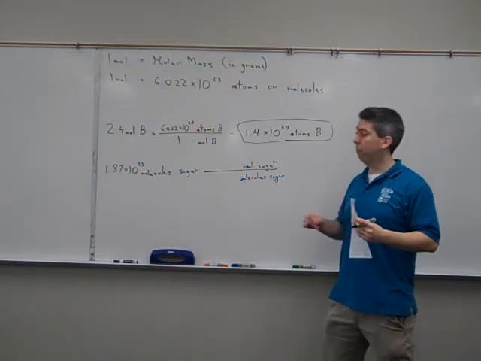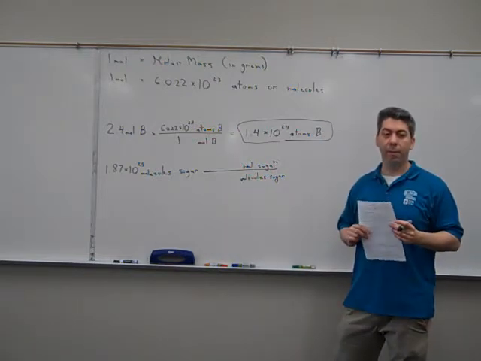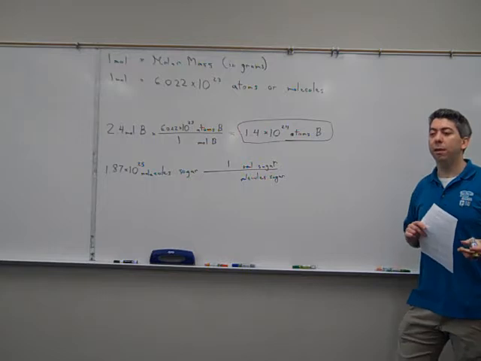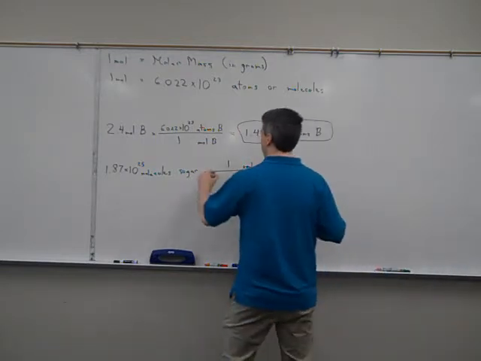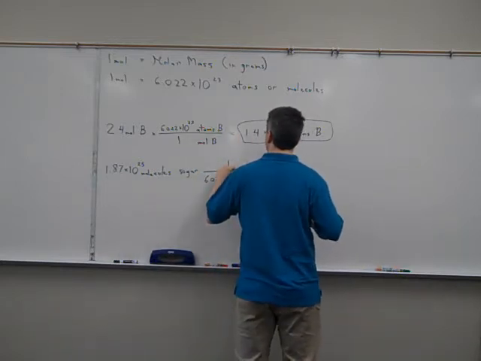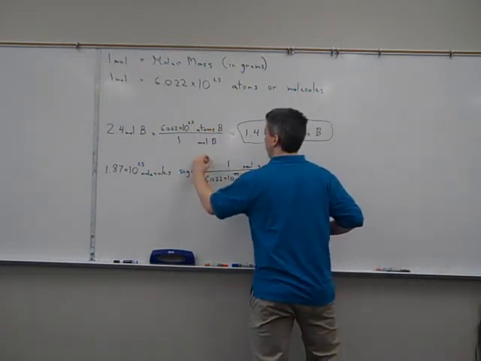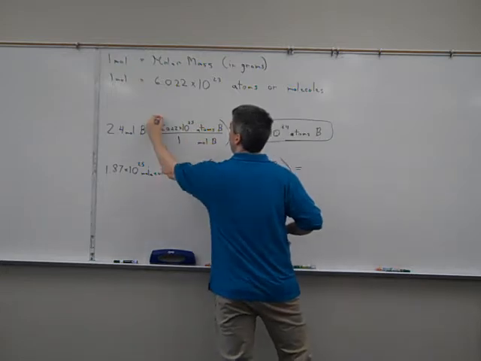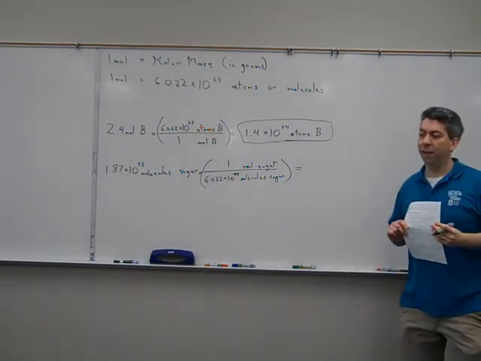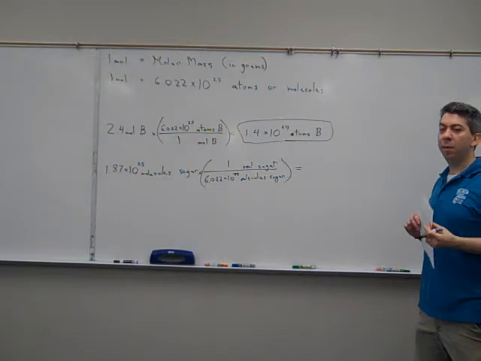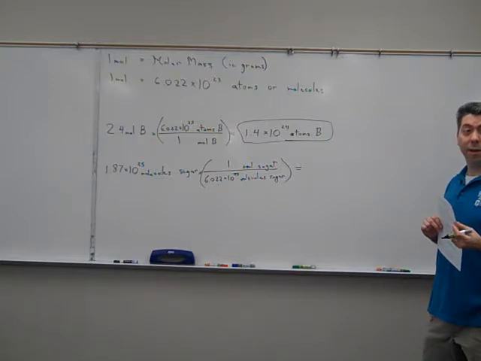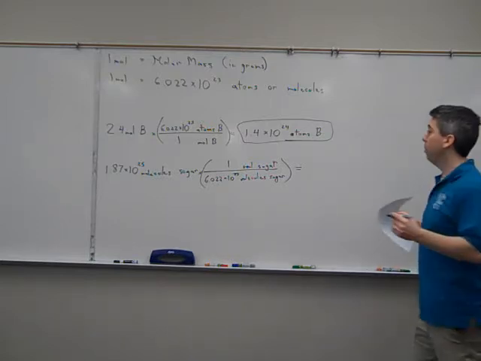And what numbers do I put here? 1 mole on top, and on the bottom 6.022 times 10 to the 23rd, Avogadro's number. I multiply the top, divide by the bottom here, and I get what? 31.1.